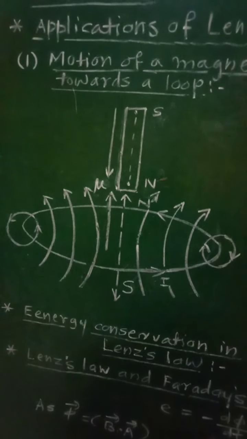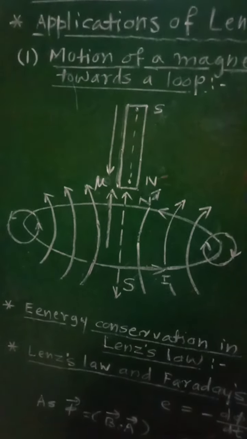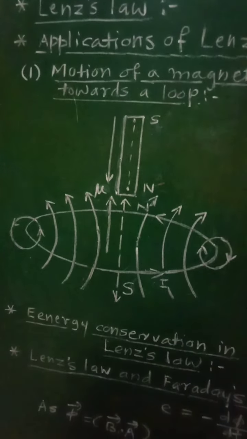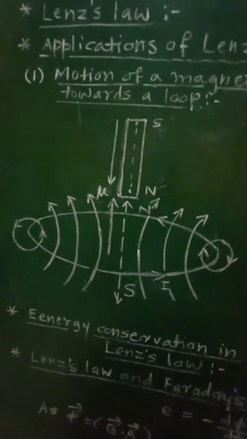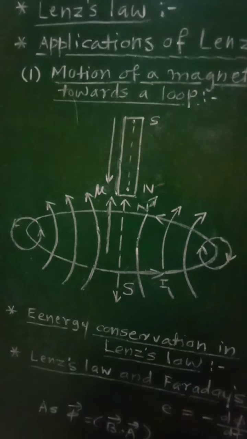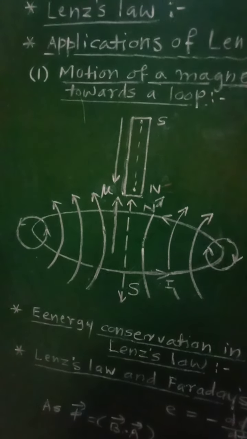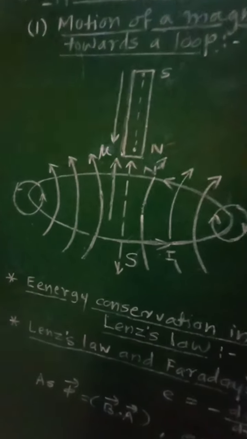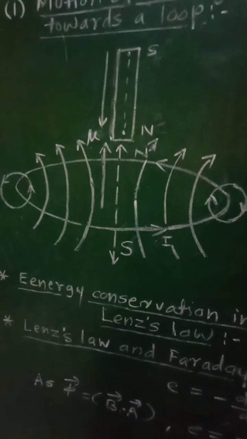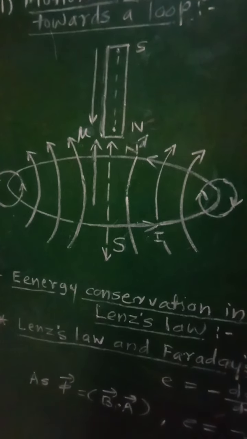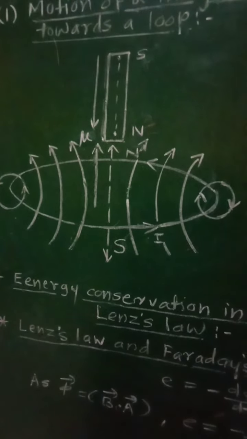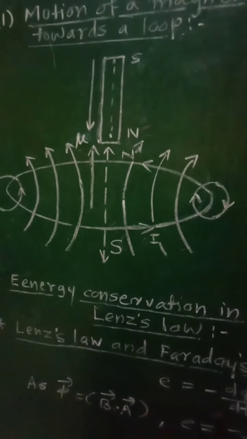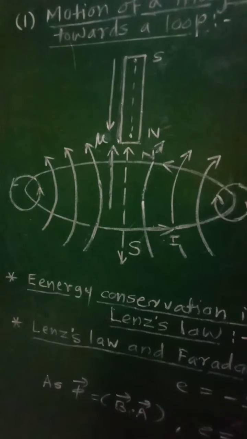Then the direction of induced current in the loop is given by the right hand screw rule for magnetic field. Then the induced current in the loop will be in anticlockwise direction. So when the N pole of the magnet is moved towards the circular loop, the current in the loop will be in the anticlockwise sense as shown in the figure.